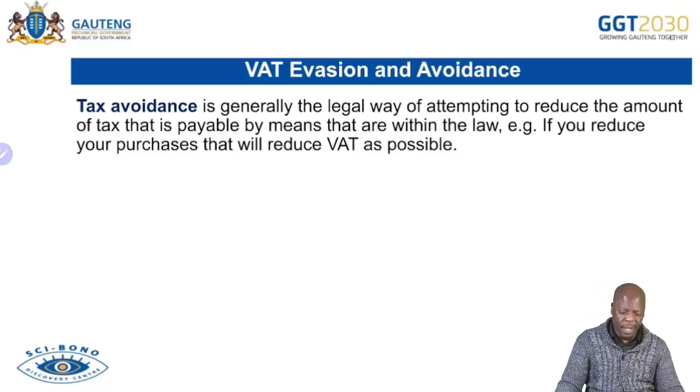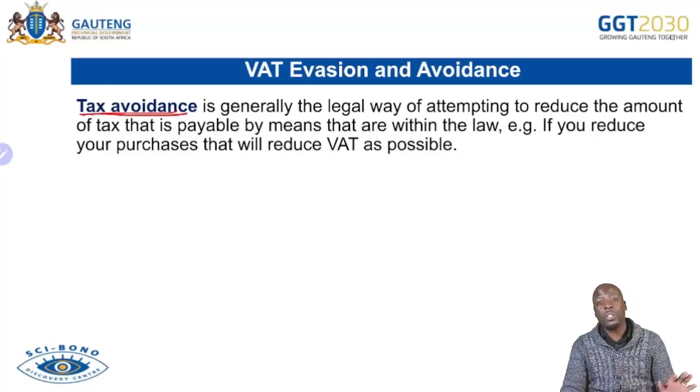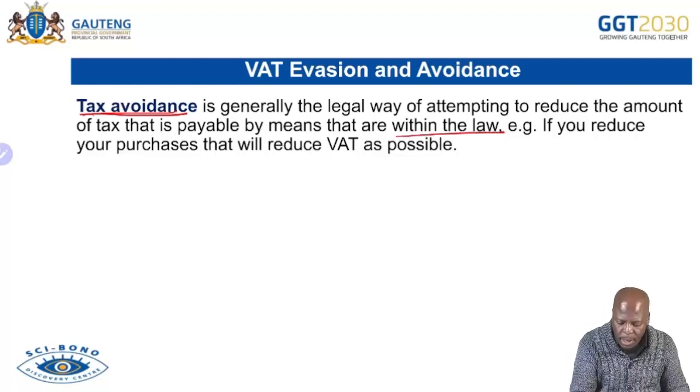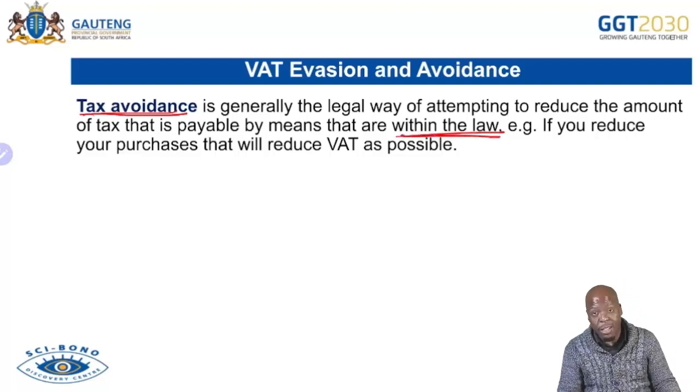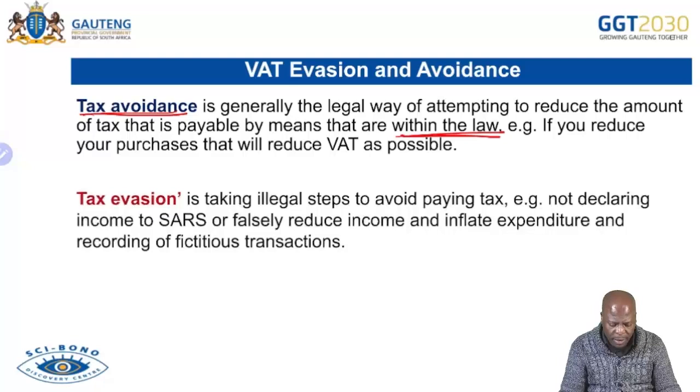First, let's define tax avoidance. If you have someone to write, please, it is important that you take down this definition. I'm going to read it nicely and slowly so that you can benefit from it. It is generally the legal way of attempting to reduce the amount of tax that is payable by means that are within the law. Legal. That is tax avoidance. For example, if you reduce your purchases, that will reduce the VAT as possible. Okay? And then we also have what we call tax evasion.